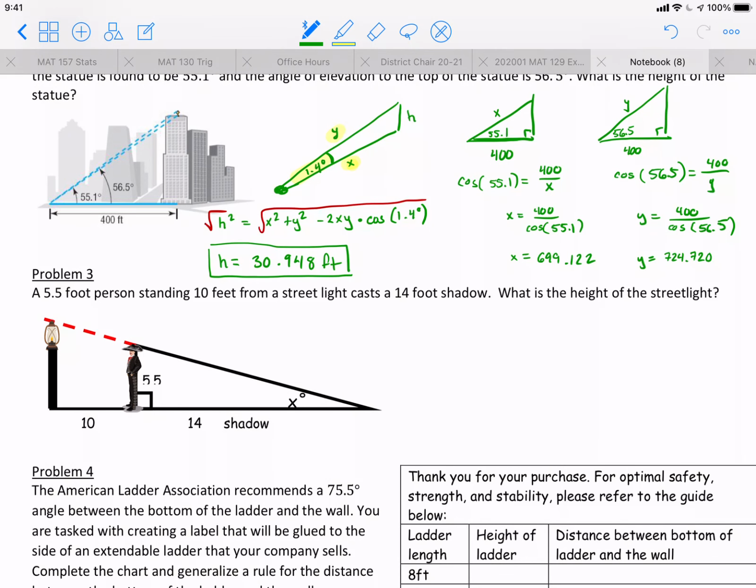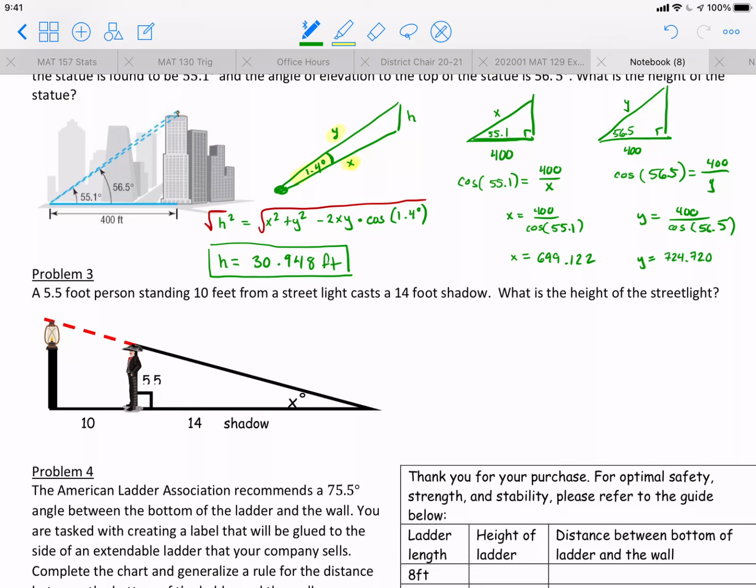Moving on. A 5'5" person standing 10 feet from a street light casts a 14-foot shadow. What is the height of the street light? So this is just real basic trig here. So we could find the angle x and do it. But some of you are pretty smart, and you notice we have similar triangles and all that. So actually we could do this with similar triangles and not even use any trig. But if you wanted, you could use trig.